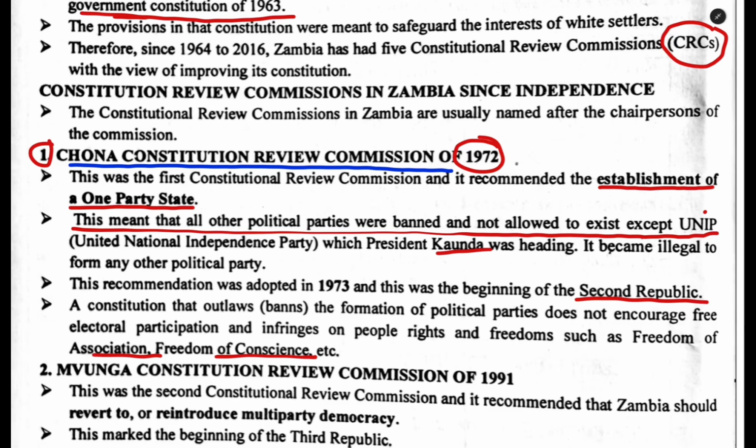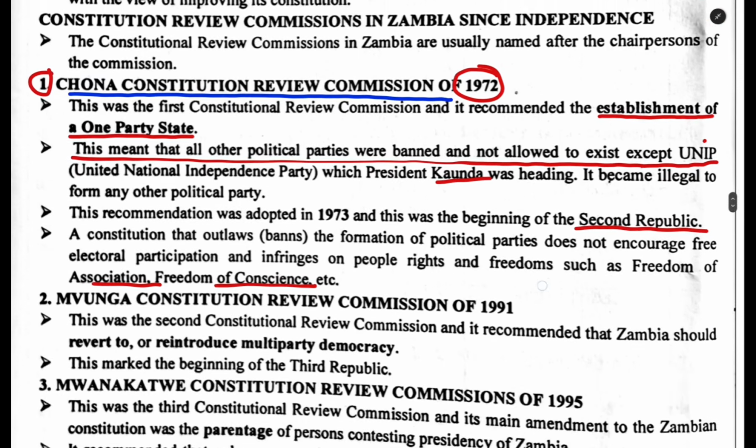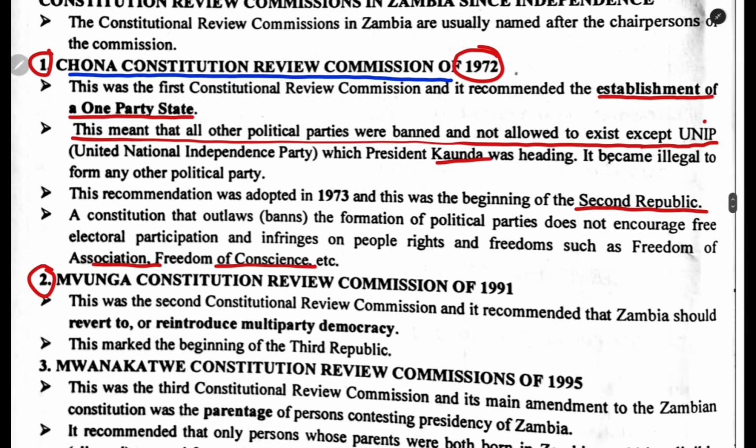That question, you find it in the past papers. I've seen it before. And the second one was the Mvunga Constitution Review Commission of 1991. The Mvunga Constitution Review Commission of 1991. So take note of the years. This was the second Constitution Review Commission, and like I said, its recommendation was that Zambia revert or introduce a multi-party state. To revert is to go back.